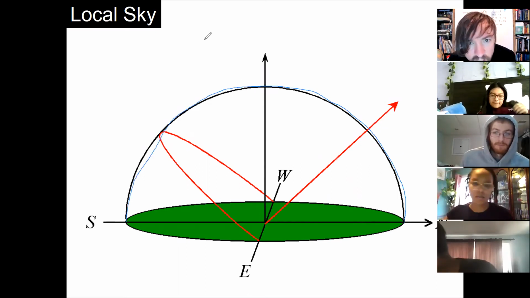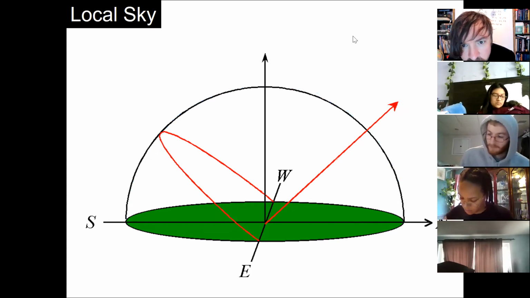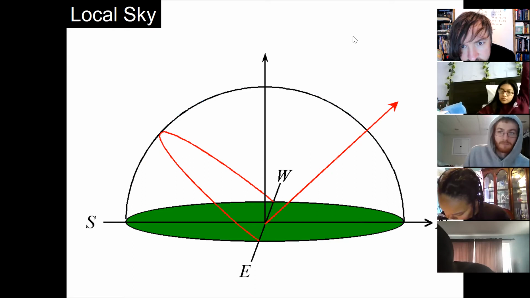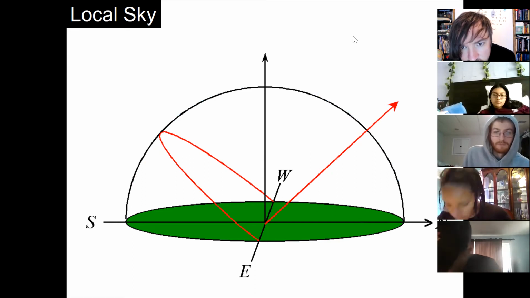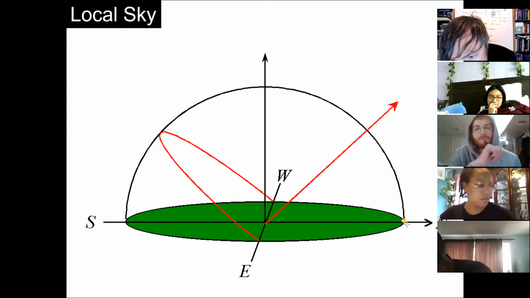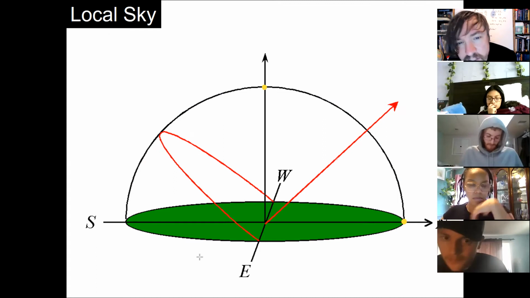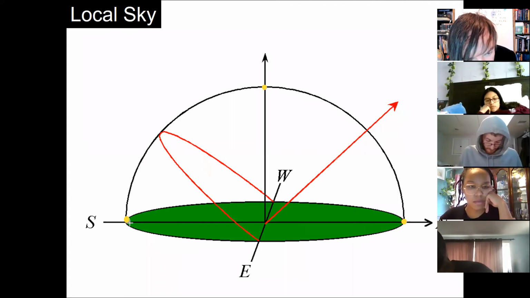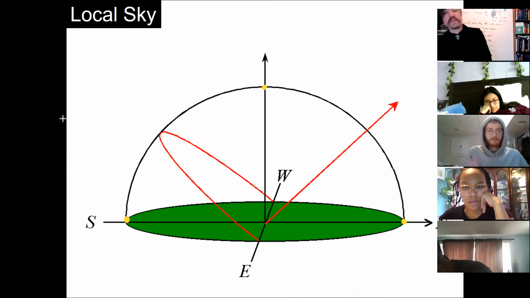So let's think about what we're talking about when we talk about those 3 points. I'll use, what color do I want? Yellow. Okay, this is the rise point. That is the reach point. And this is the set point. So let's start with the point in the north here. Can you give me the altitude and the azimuth of that point?